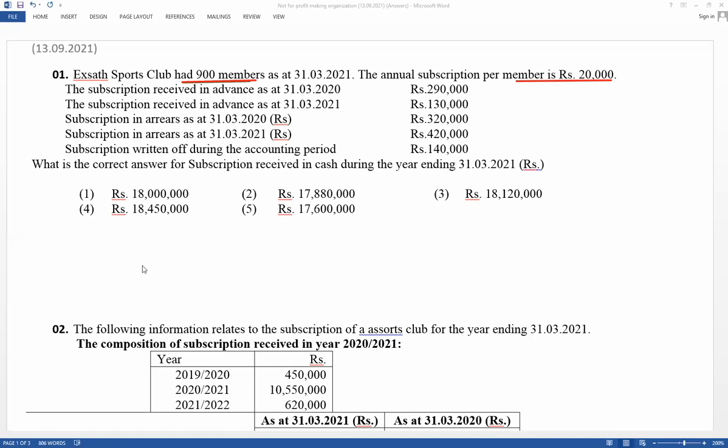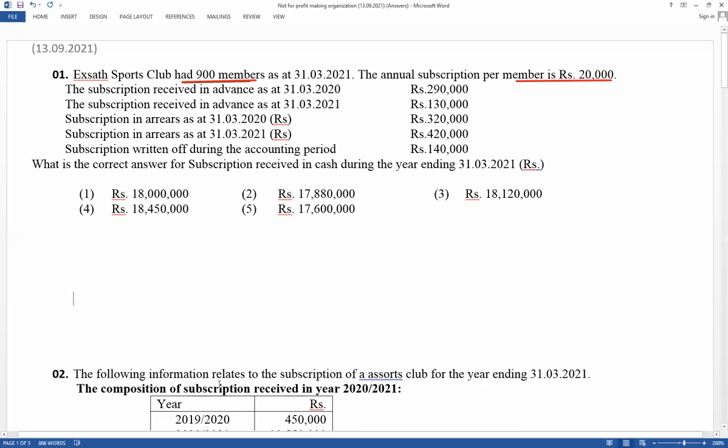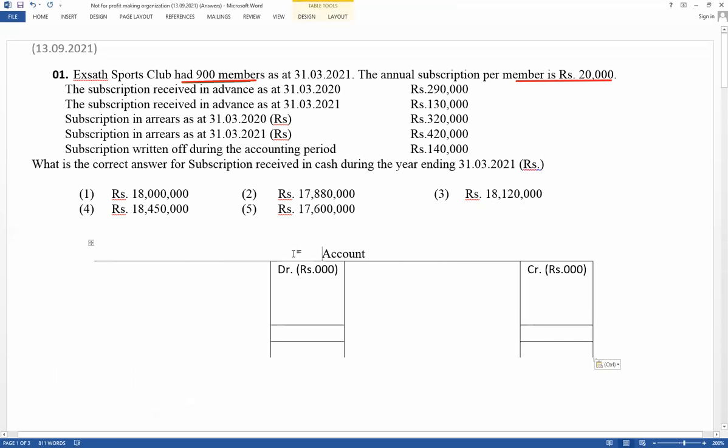Therefore, membership fee is income. Some members have not paid for this financial year. Some members paid for the next financial year also. Therefore, try to recognize subscription in arrears as well as subscription received in advance and subscription written off, as well as the number of members and the annual membership fee. By using that information, can we calculate subscription income? Right, prepare the subscription account. Here is the subscription account, a T account.